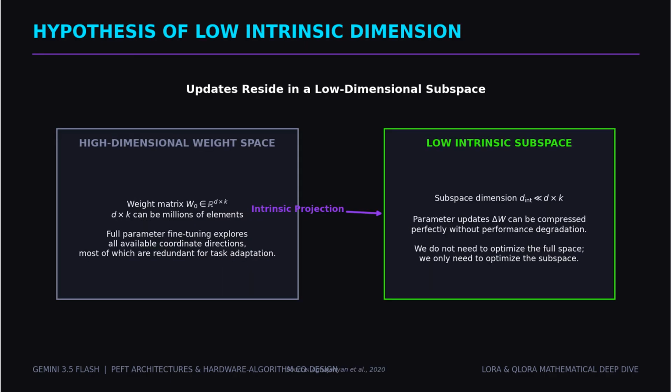The key to overcoming this parameter barrier lies in a profound theoretical insight: the hypothesis of low intrinsic dimension. Empirical work by Aghajanyan and colleagues demonstrated that during fine-tuning, the parameter updates, delta W, do not require the full high-dimensional space of the original weight matrices.